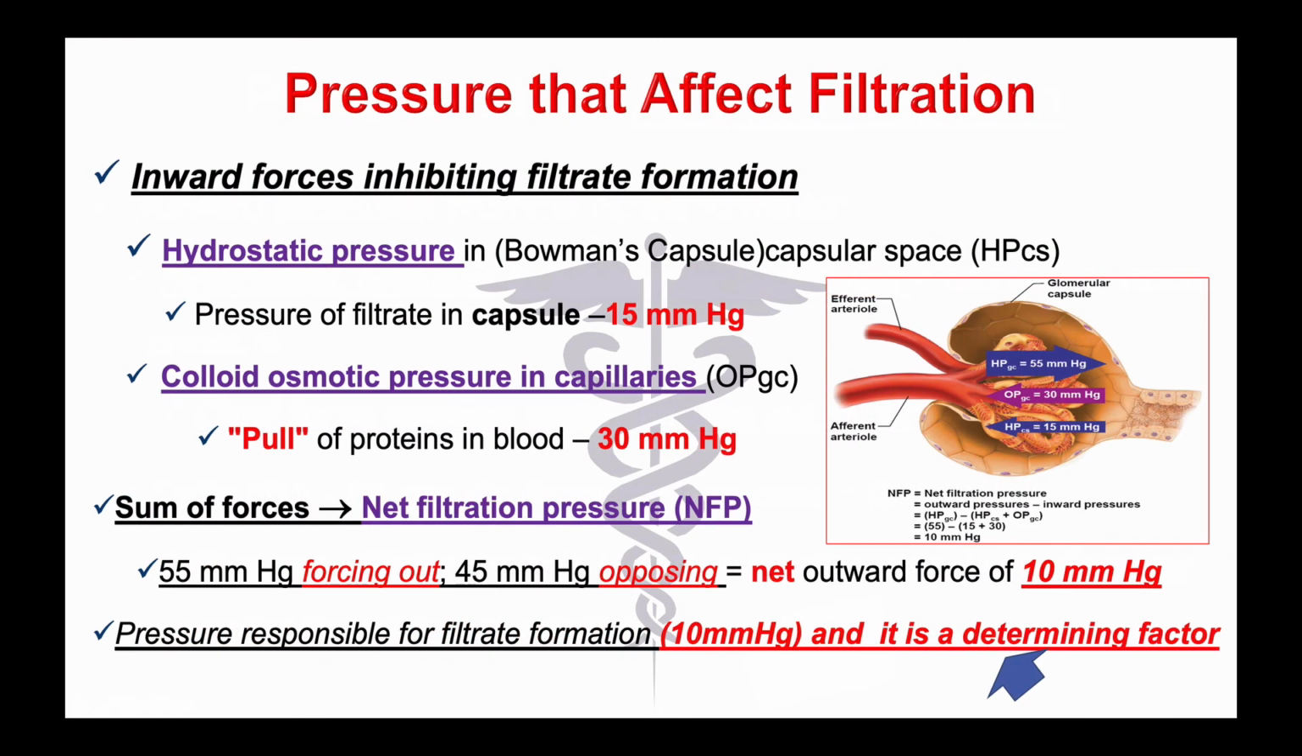The pressures that affect filtration also include inward forces inhibiting filtrate formation. Likewise, when less blood flows to the afferent arteriole, filtration is reduced. Then colloid osmotic pressure in the capillaries: if the protein level is low, the osmotic pressure also decreases. Then net filtration pressure also depends on these three factors for effective filtration: hydrostatic pressure, colloid osmotic pressure, and the net filtration pressure.